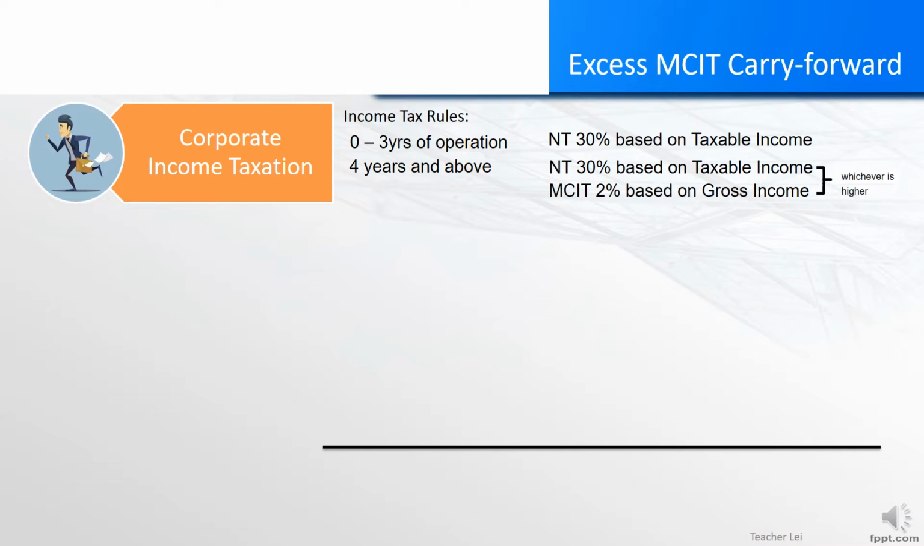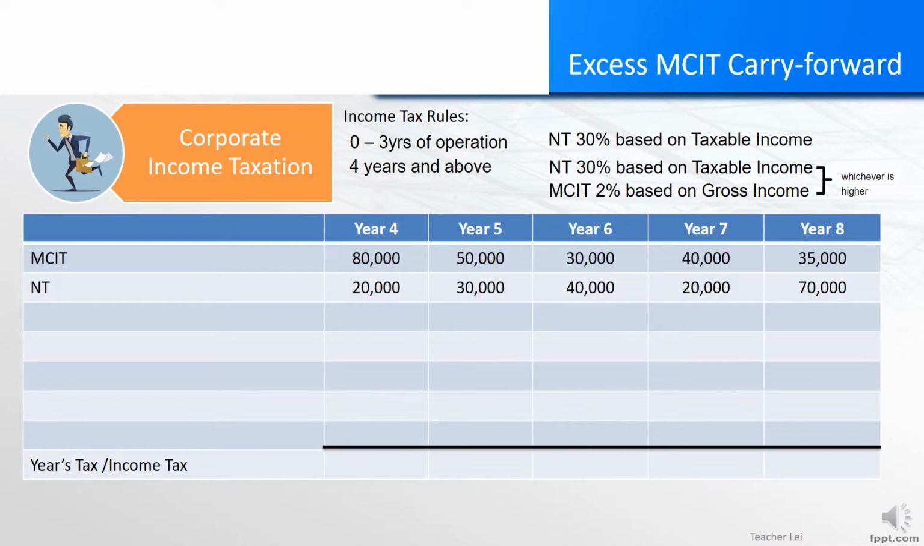For example, a domestic corporation has the following computed minimum corporate income tax and normal tax for year 4 to year 8. Based on the given data, we can say that the computed minimum corporate income tax for years 4, 5, and 7 are higher than the normal income tax for those years. While for year 6 and year 8, normal tax is higher than the minimum corporate income tax.